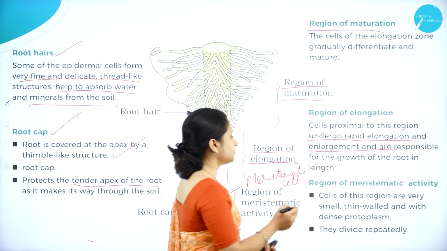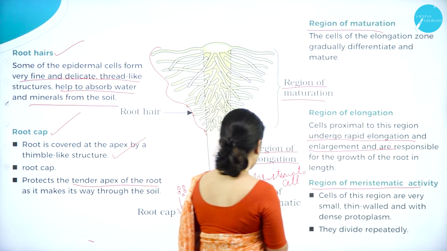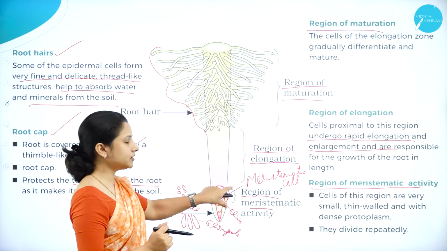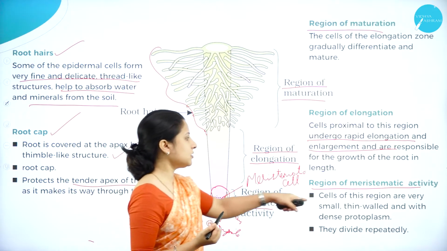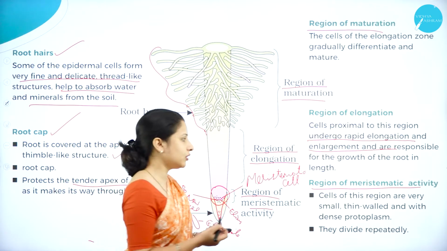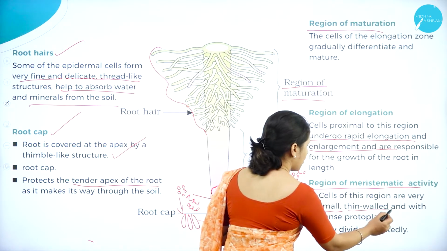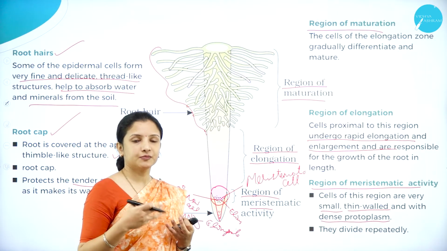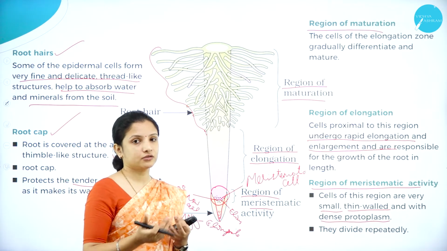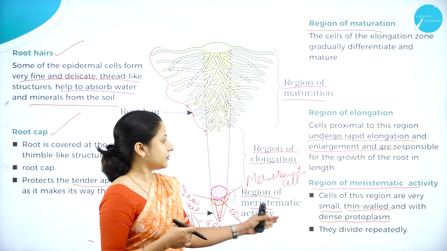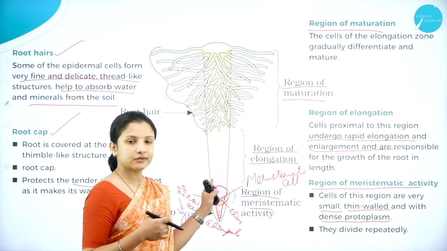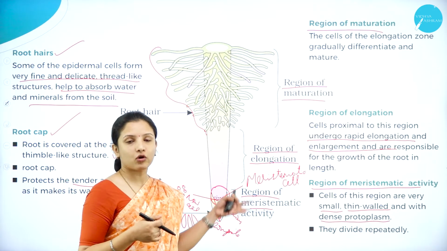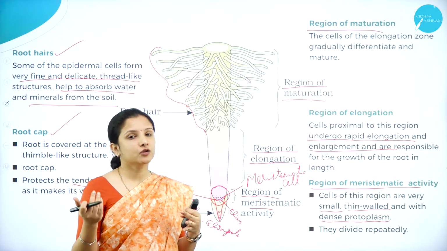their length. Next, moving on to the region of meristematic activity. So this is the region of meristematic activity. In this region, as I had already explained to you, the cells are very small, made up of very thin walls, and have dense protoplasm, and they divide repeatedly. Why? Because only if the cells divide here will the further elongation or maturation take place and the length of the root be increased.